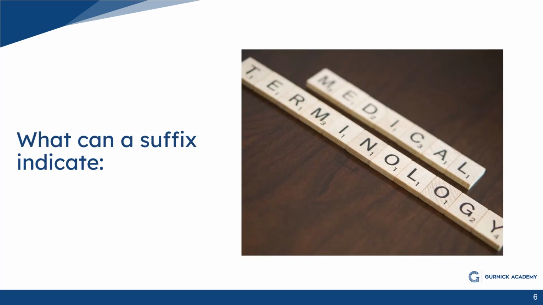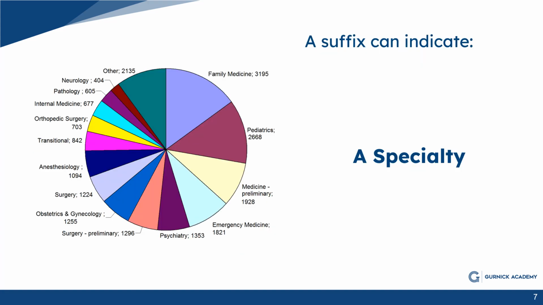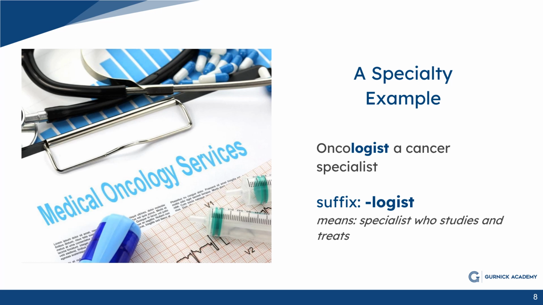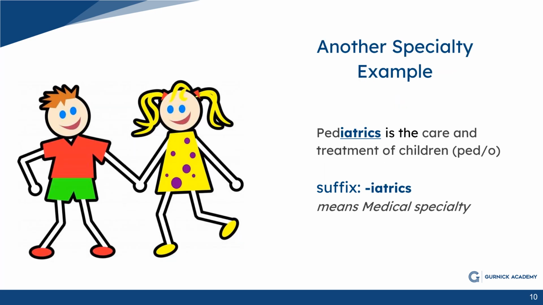Now let's explore what a suffix can indicate. A suffix can indicate a specialty. For example, an oncologist. An oncologist is a cancer specialist. This medical term uses the suffix logist, which means specialist who studies and treats.